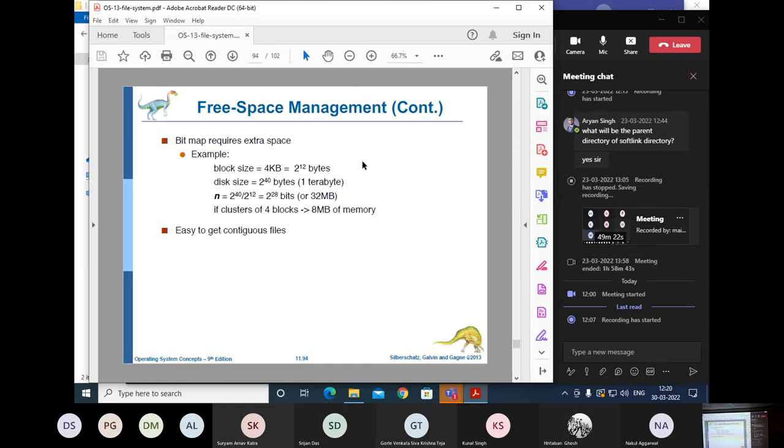Anything else? Anyone else? So there are two things. One is extent based. Sure, I'm not going to talk about it. A linked list is something that you can use, like a linked list of free blocks. You traverse the linked list to find free blocks. Whenever a block is assigned, you will just manipulate the pointers, the addresses.